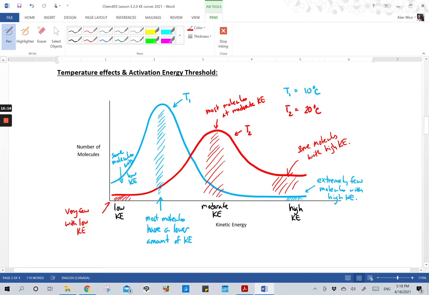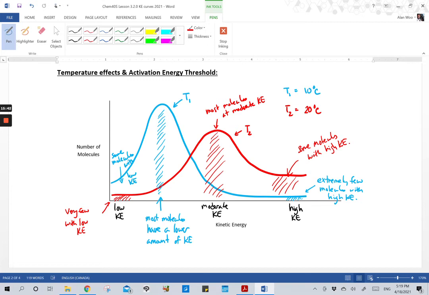KE. Okay? So whenever you're changing temperature, you need to have two graphs in order to make the comparisons. Okay? They're relative to each other. So we can see what temperature effects have on the number of molecules compared to their kinetic energies when we increase temperature. But this isn't the only thing that we can do with KE curves.